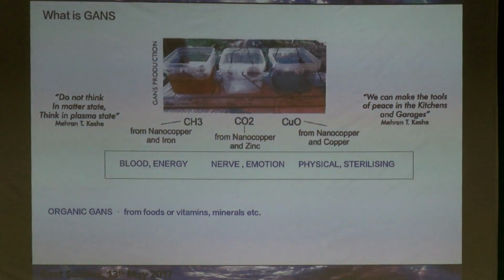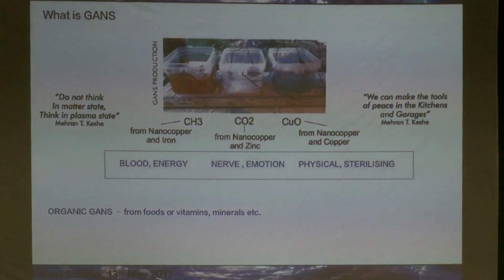And so, how do we use them? Just briefly, there are different types of GANs. There are only 3 types that we work with here. This is CH3, it's called CH3. It's got 3 atoms of carbon and 3 hydrogen in the nano state. So they're all separate from each other. So it's not a molecule.